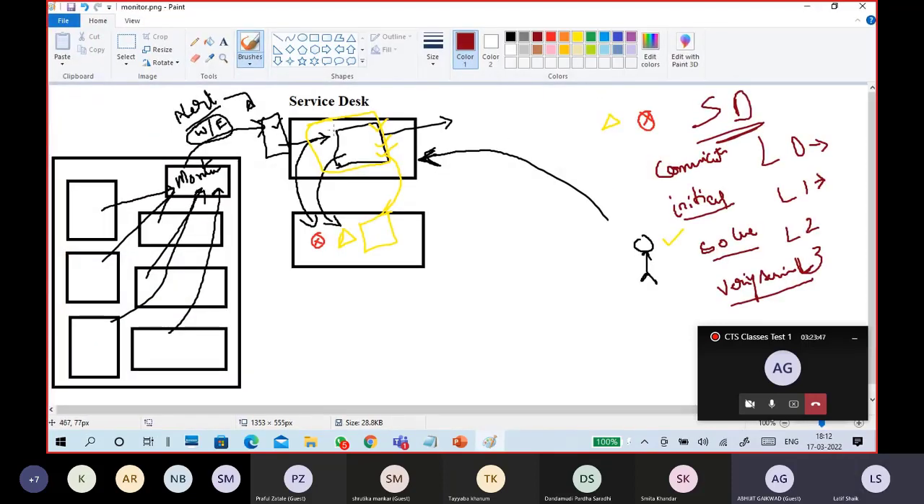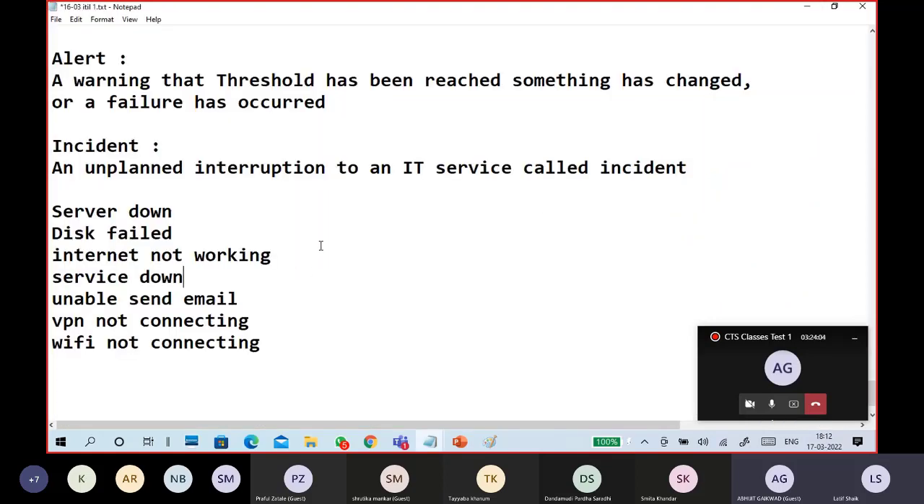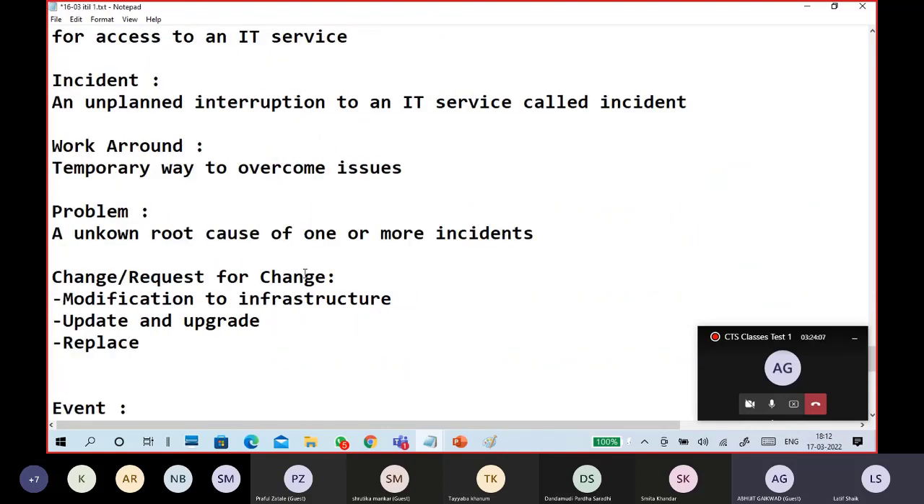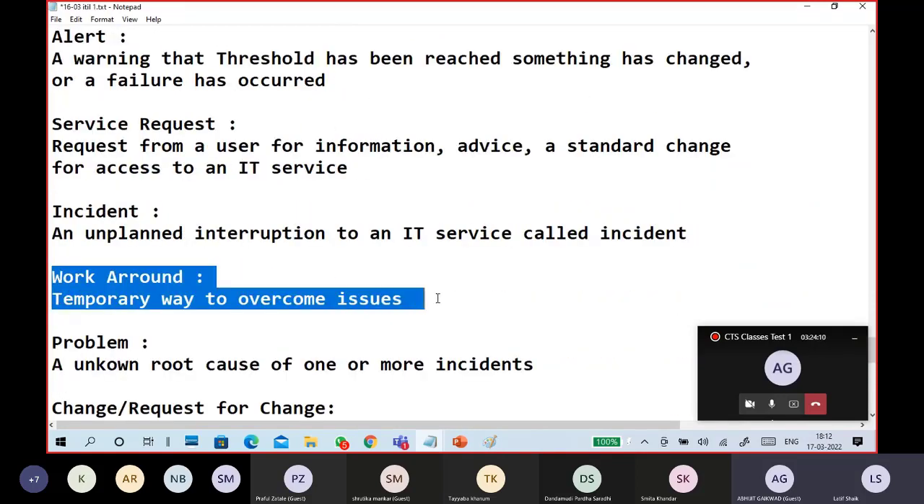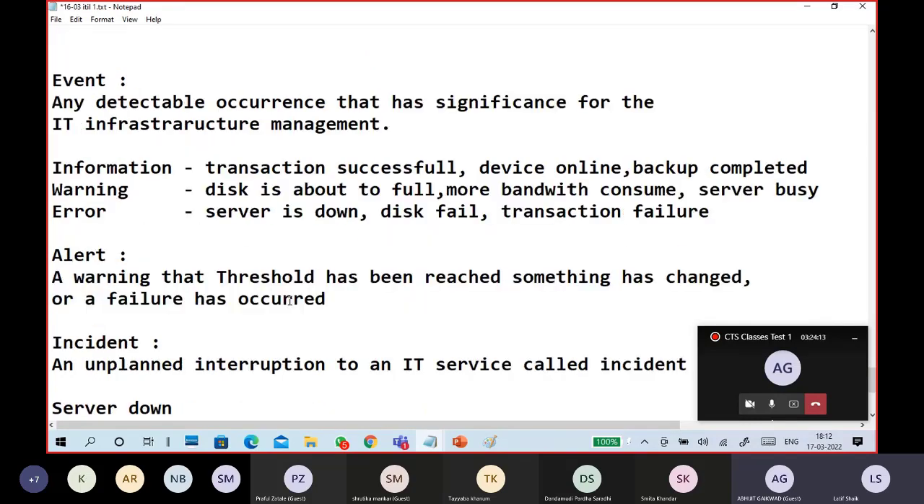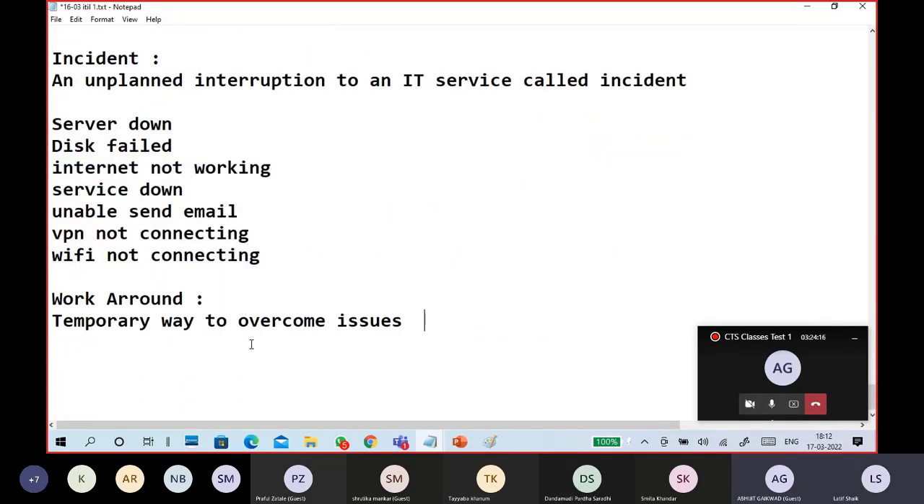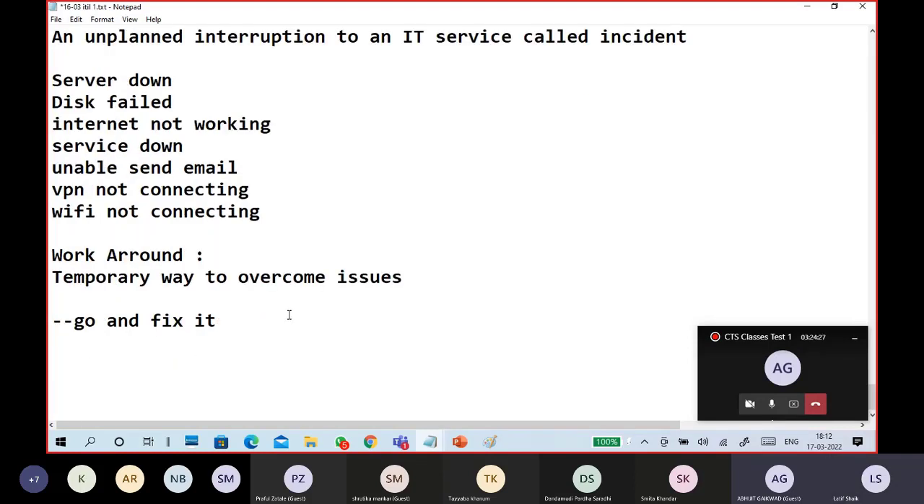When an incident occurs, the service desk people create an incident ticket, give the initial support, and forward the incident ticket to the technical team. The technical team goes and fixes it. Again, the same thing. When an incident occurs, you have to go and fix it immediately. That we call a workaround. What is a workaround? It is very simple. Go and fix it. You don't have a choice. You have to go and fix it.